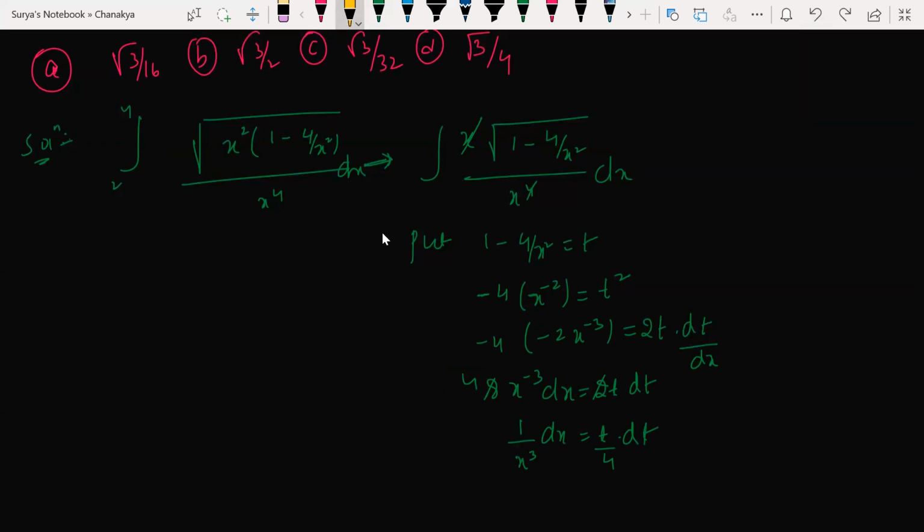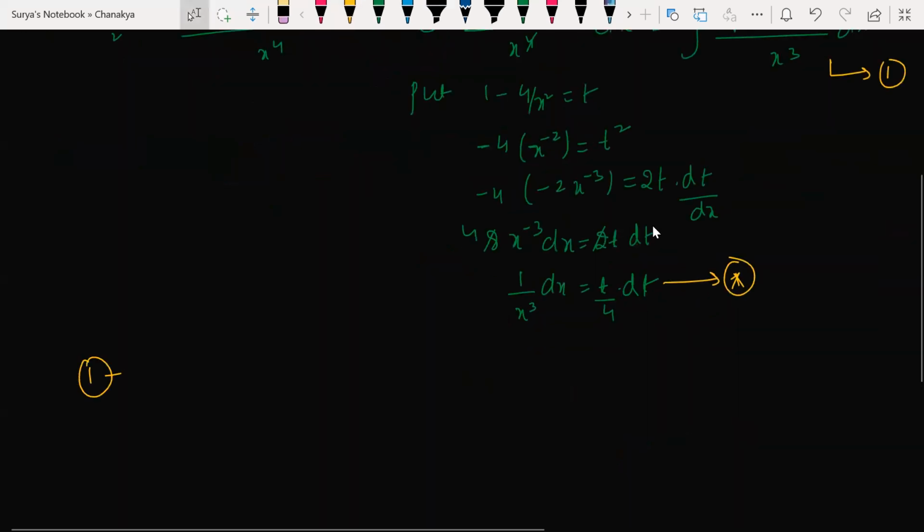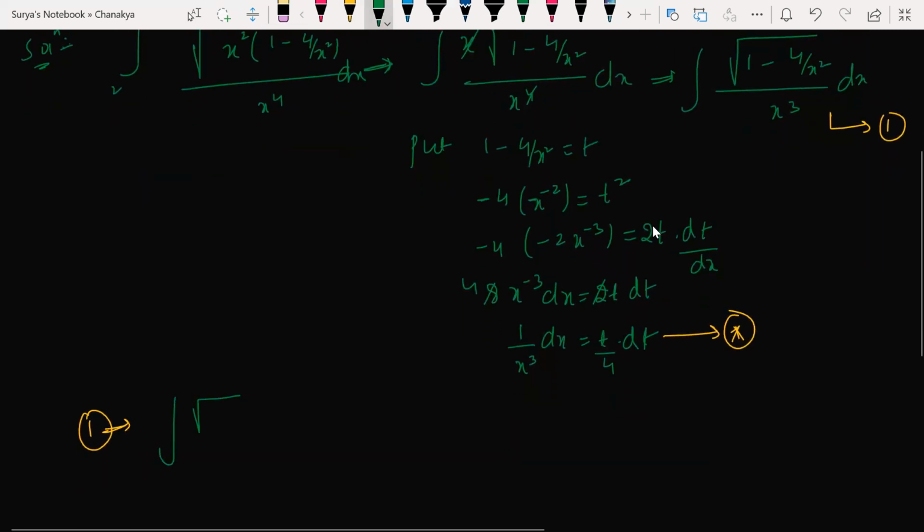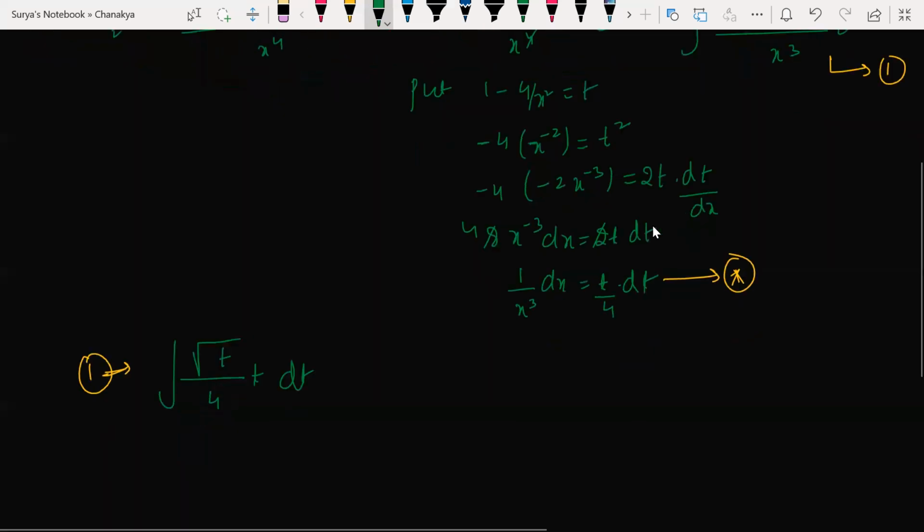So what we need here, basically, let's write this one: integral of square root of 1 minus 4 by x square, by x cube, dx. So basically I need dx by x cube. So dx by x cube can be written as t by 4 into dt. Let us consider this as star. Substituting the star equation in equation one, what do I get? Integral of square root of t square by 4 into t dt. Correct?